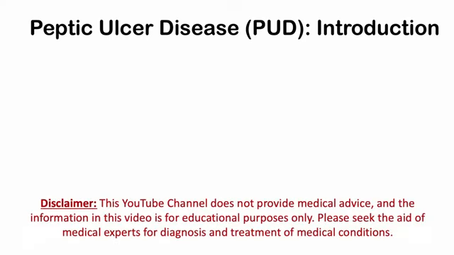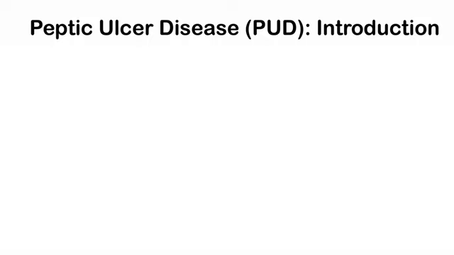This lesson is on peptic ulcer disease. So we're going to talk about what it is and what causes peptic ulcer disease. We're also going to talk about some of the signs and symptoms, how it's diagnosed, and how it's treated. So what is peptic ulcer disease?